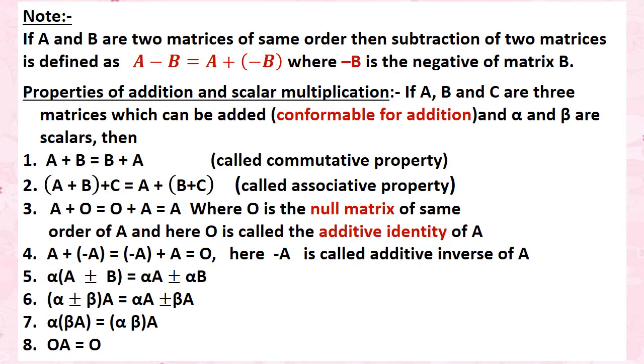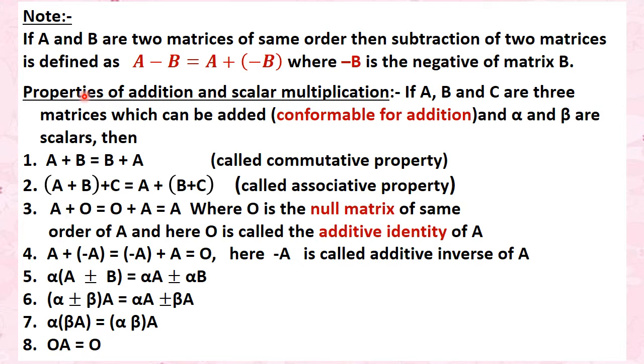Next, note that there is no direct subtraction of matrices. So, to subtract two matrices A and B, we write A minus B is equal to A plus (minus B), where minus B is the matrix obtained by multiplying each and every element of B by minus 1. After reversing the sign, or multiplying by minus 1, we add the corresponding elements of A and minus B.